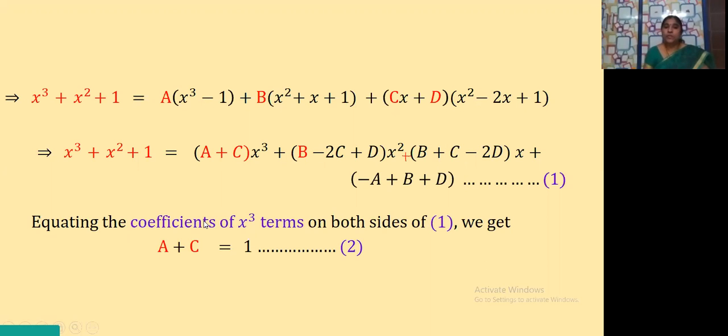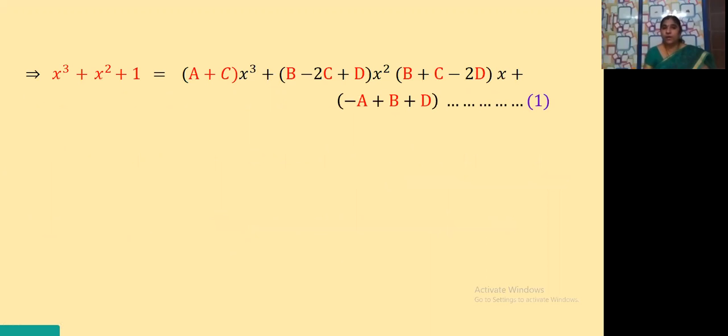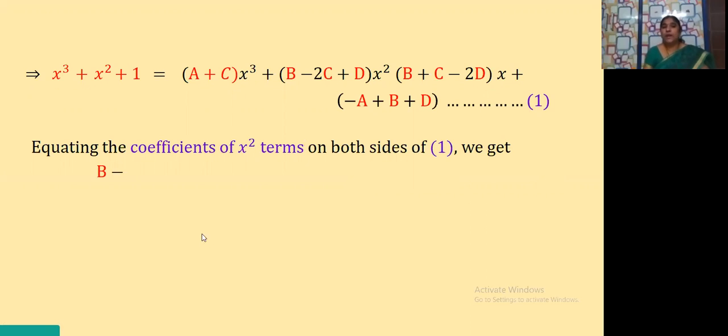Next thing is, equating the coefficients of x square we are doing. So let us write the equations again, children. Equating the coefficients of x square terms on both sides. What we get? b minus 2c plus d. Here also plus is missing, children. I'm writing here. So b minus 2c plus d is equal to 1. Okay. Coefficient of x square is here how much? 1. So this is equation number 3.